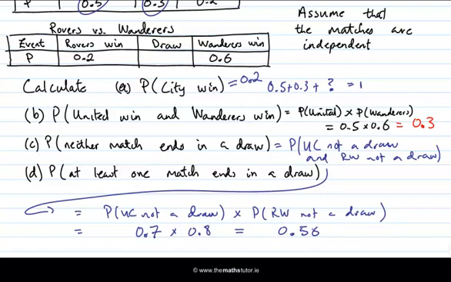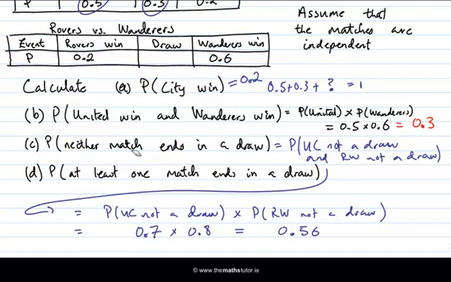Now finally, the answer to part D, the probability that at least one match ends in a draw. Well, if you think about it, this is obviously very closely related to part C, because this event here, that at least one match ends in a draw, is the complement of this event that neither match ends in a draw. If it's not true that neither match ends in a draw, then at least one match ends in a draw. So you have to think through that logic carefully. But basically, this event in part D is essentially the opposite of this event.